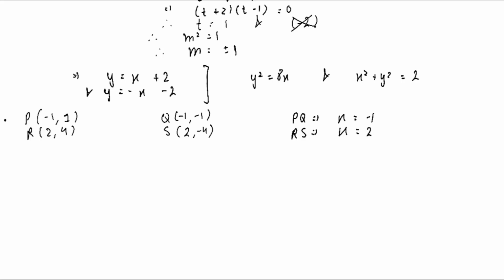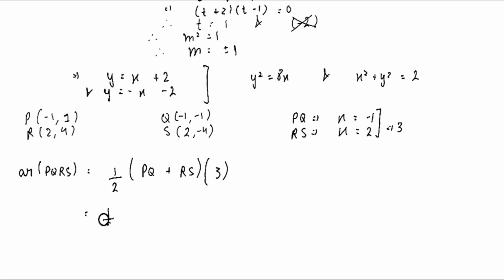Now the area of the quadrilateral PQRS is equal to half into the sum of parallel sides, that is PQ plus RS, into the perpendicular distance between PQ and RS. So here the perpendicular distance will be 3. So this will be equal to half of (PQ is 2 plus RS is 8) multiplied by 3. So we get 30 by 2 which is equal to 15. So 15 is the required area of the quadrilateral PQRS.